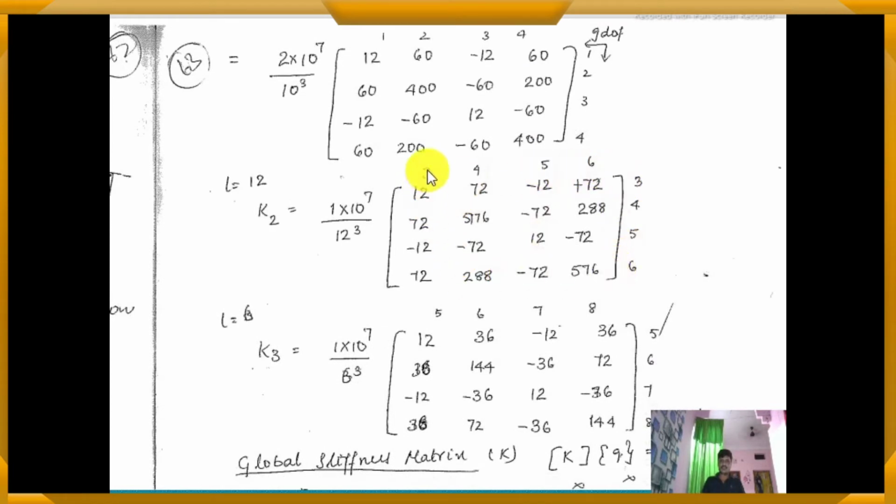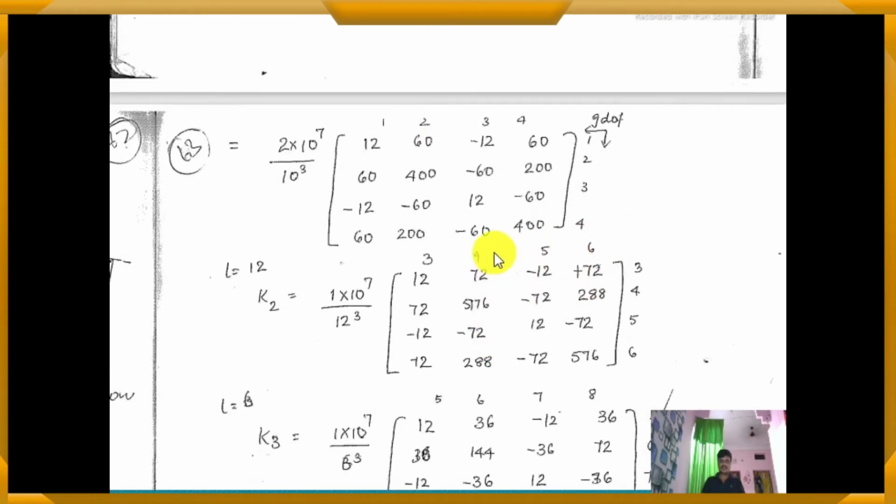Like 3, 4, 5, 6 are the displacements at element 2. So 1, 2, 3, 4. Now again element 2 is started from 3, 4, 5, 6. So 3, 4 is for node 2 and 1, 2 is for node 1, 5, 6 is for node 3.